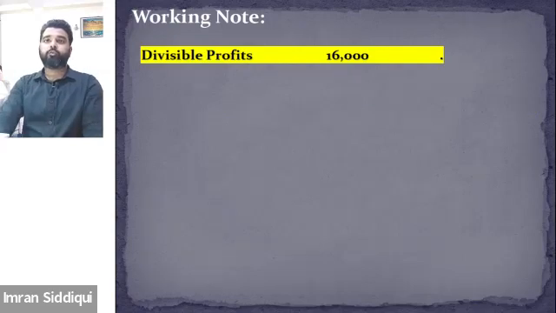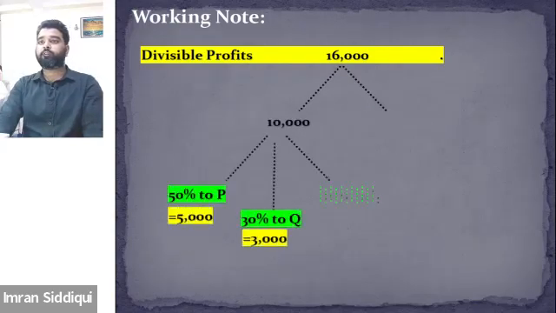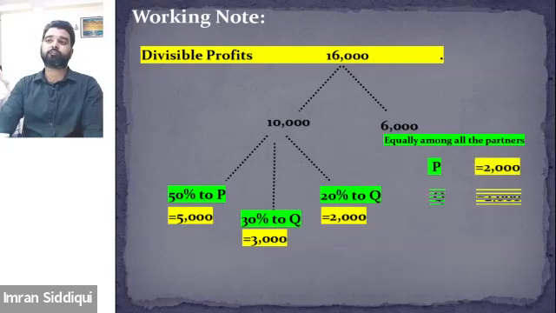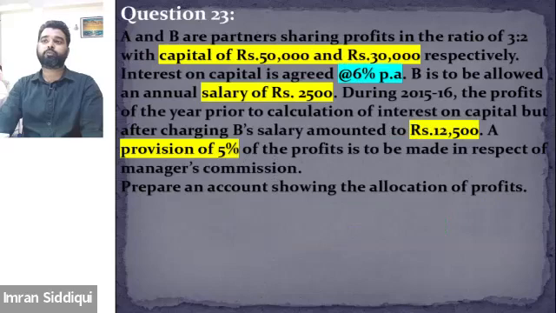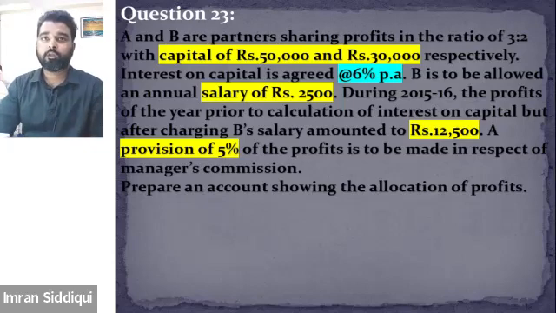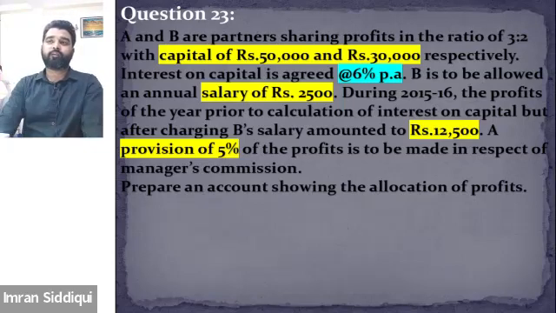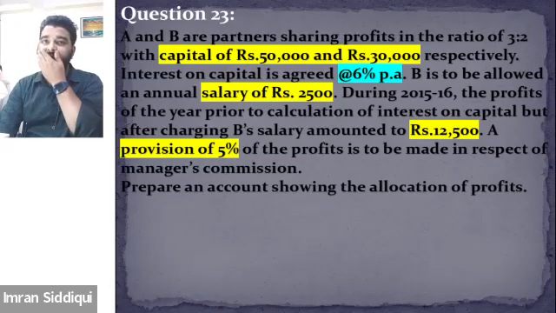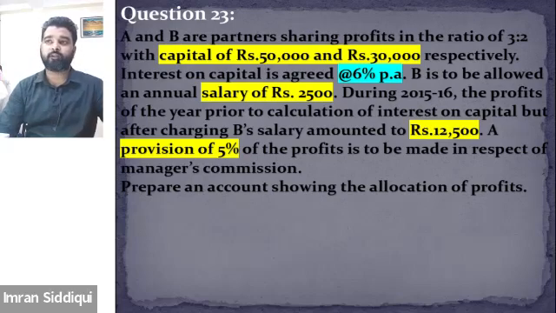Okay, so we will do one more question and then we will move to a new concept. We will talk about the capital account of the partners. But before that, let's do one more question. Yes, question number 23. A and B are partners sharing profits in the ratio of 3:2 with capital of rupees 50,000 and 30,000 respectively. Interest on capital is agreed at 6% per annum. And B is to be allowed an annual salary of 2,500.